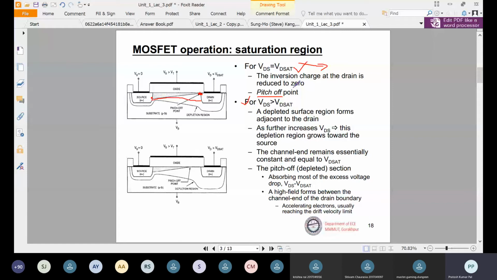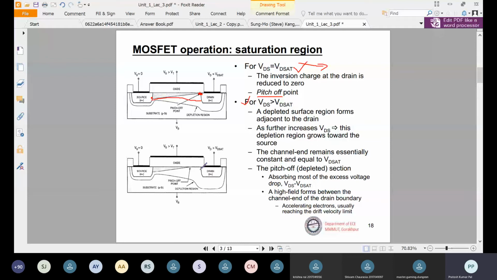Okay, so at voltage greater than VD set, a depleted surface region forms adjacent to the drain. So near the drain, there will be a depleted inversion layer. This is the depleted inversion layer.